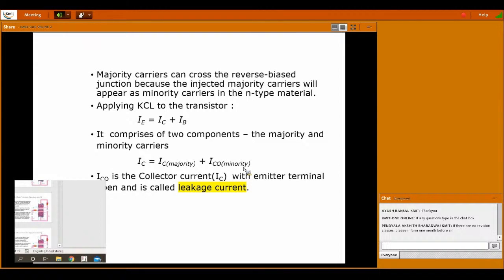minority charge carrier current. Because our output junction is reverse biased, a small amount of current flows even when the emitter terminal, connected to the common ground, is open circuited. So we have a small reverse saturation current, denoted IC naught. IC naught is the reverse saturation current, or leakage current, due to the emitter terminal being open. In a common base configuration, with the emitter open, it is called ICBO. If I neglect this reverse saturation current, then IC is equal to the collector current due only to the majority carriers in the collector region.